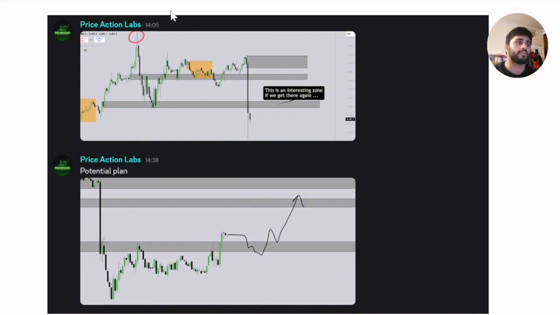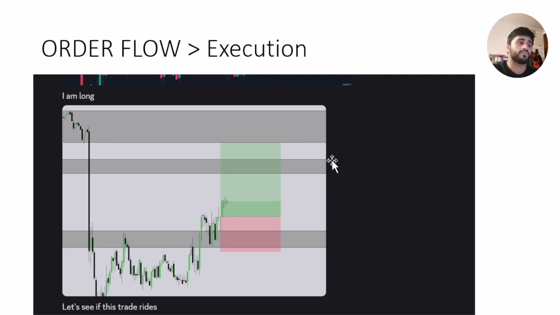So 14:05, I'm in the UK, so 5 hours ahead. That's 9:05 Eastern, right? So we're in an interesting zone I've labeled here. If we can get the market to reclaim this area, which was a demand area from yesterday, we're looking for a break and a retest to go long. And so that's how the trade itself was formed, right?